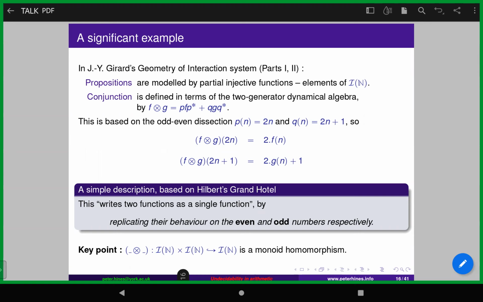Or more simply, what we do is we take f and g and we rewrite them not on the whole of the natural numbers, but we replicate them on the even numbers and the odd numbers respectively. So it's like Hilbert's Hotel for functions rather than for simply numbers. We're taking 2 functions, we're not losing any information, we're simply replicating their behavior on the even and the odd numbers. And when we do this, what we get is a monoid homomorphism. So a homomorphism from 2 copies of this monoid on the natural numbers to a single copy.